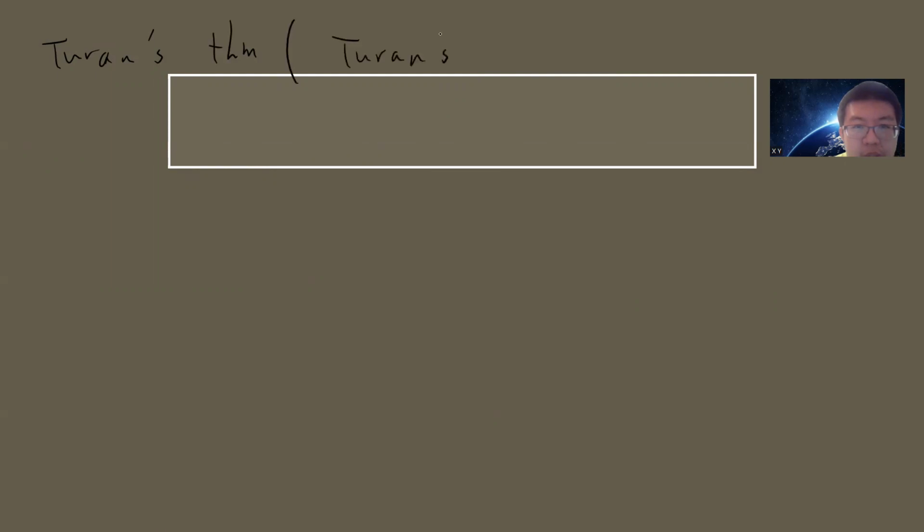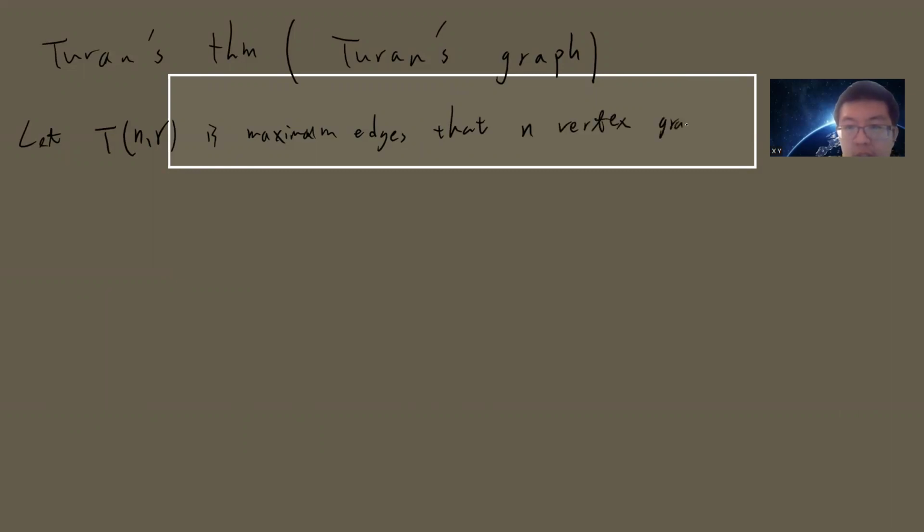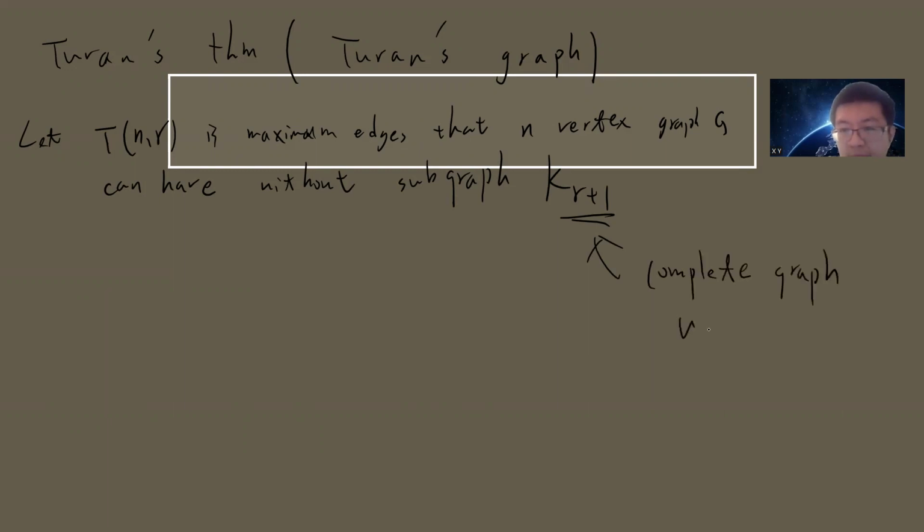Basically, there's also a graph called Turan's graph, and I will explain all this in detail. The idea is that T(n, r) is the maximum number of edges that an n-vertex graph G can have without a subgraph K_{r+1}, the complete graph with r plus 1 vertices.